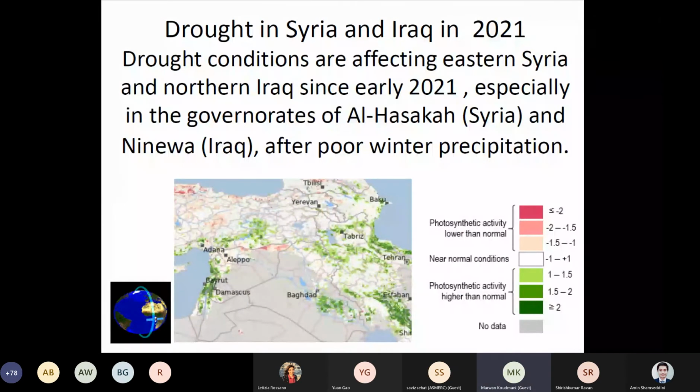Also, we have a drought in Syria and Iraq in 2021, with drought conditions affecting eastern Syria and northern Iraq since early 2021, especially in the governorates of Al-Hasaka, Syria, and Ninawa in Iraq, after poor winter precipitation.